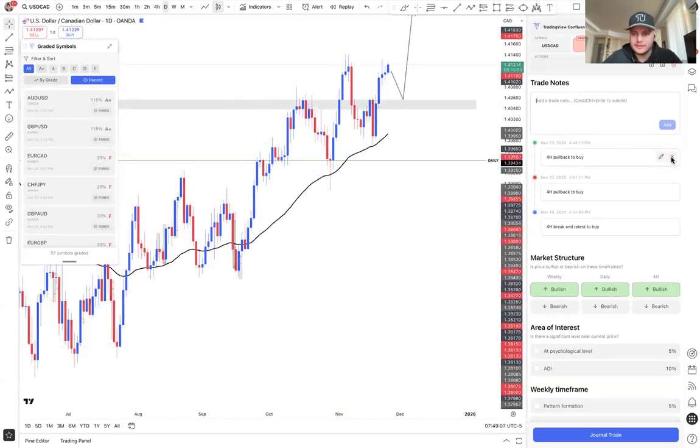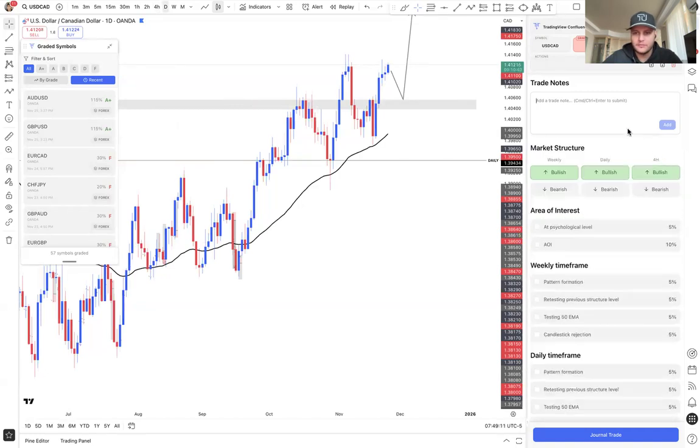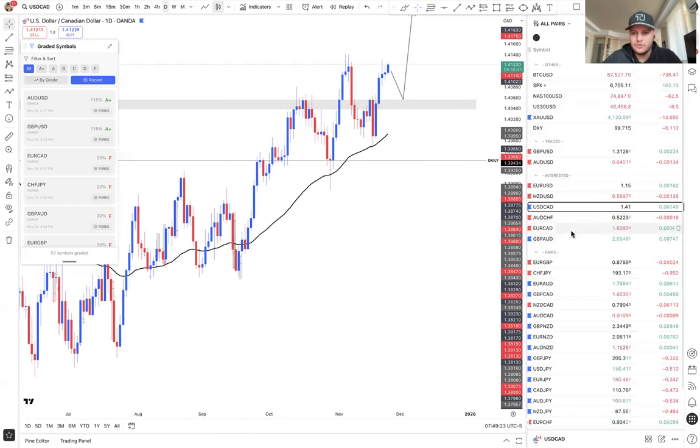And now this one is a daily pullback to buy. Okay. Moving on.